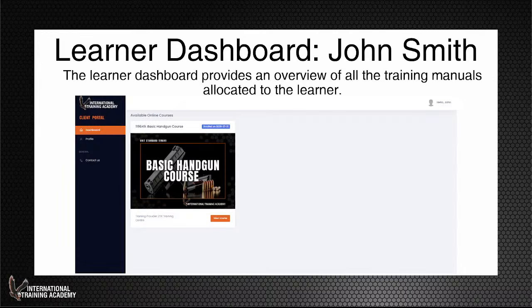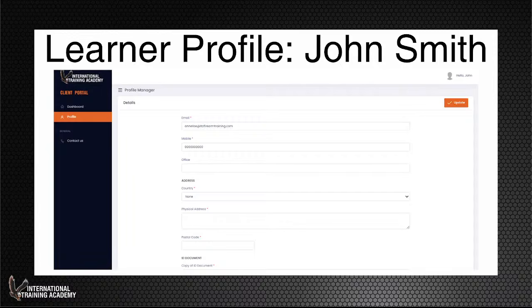And then this is John Smith's dashboard. So this is where he can see all of his courses. Like I said, I linked a handgun course to John Smith. So John Smith will click on view course. As soon as he's clicked on view course, he's going to have to finalize his profile. So he's going to make sure that his email address is correct, his cell phone number, and he's going to complete all the information that's listed there.